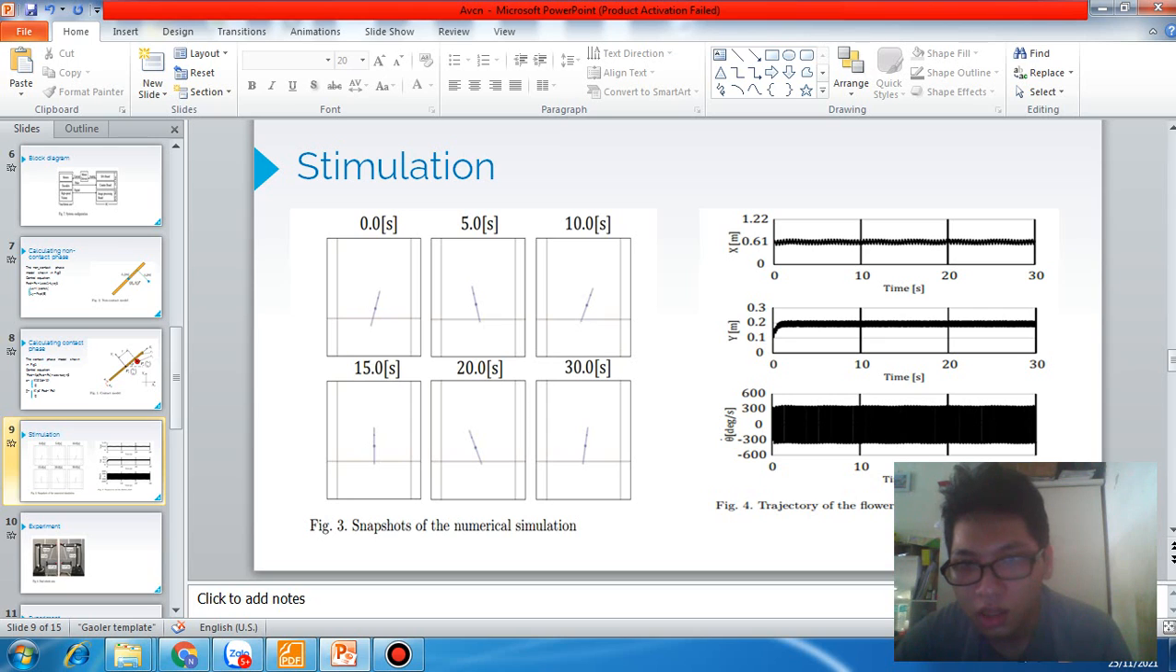First is the diagram of the x-axis. This is the diagram of the y-axis. And this is the diagram of the velocity of the angle in degrees. This is the trajectory of the flower stick.